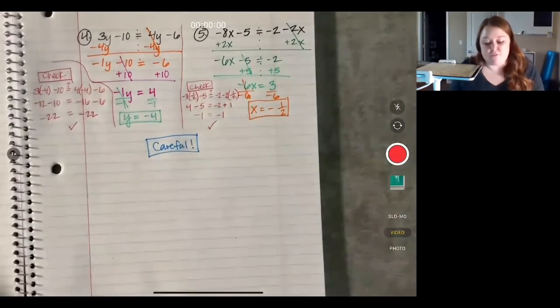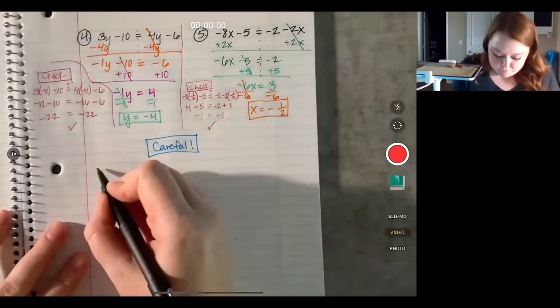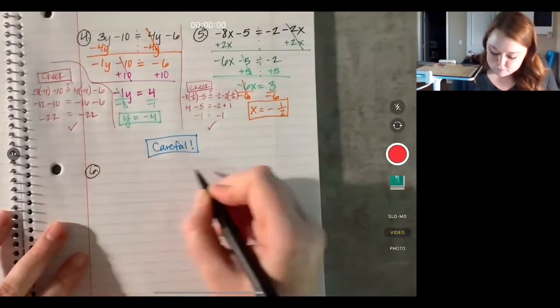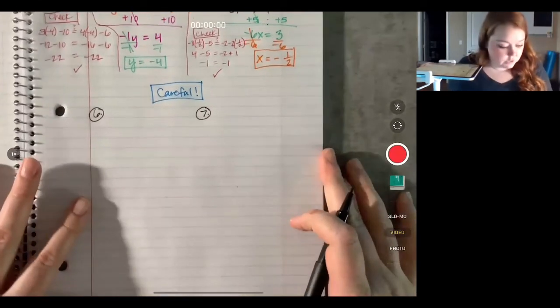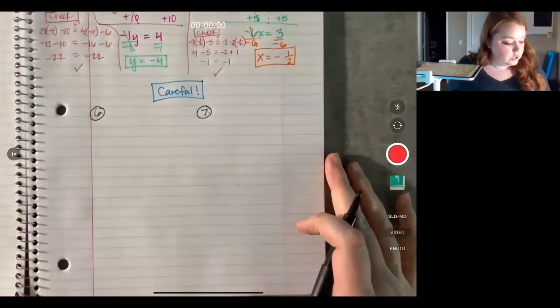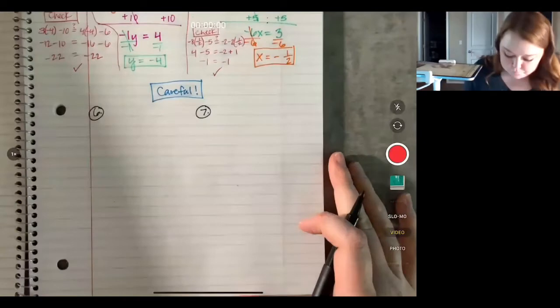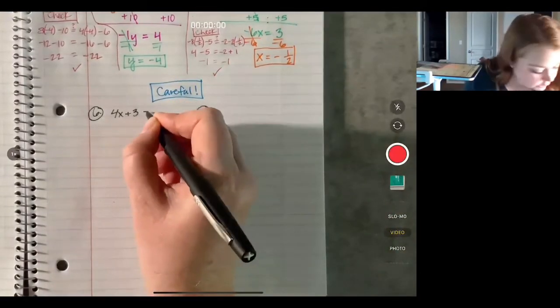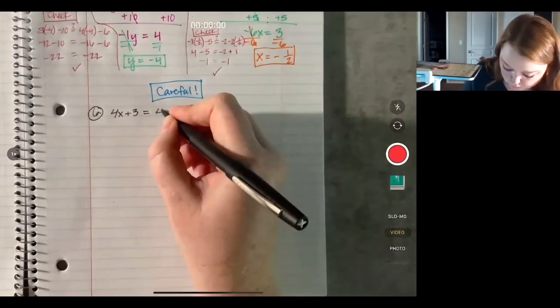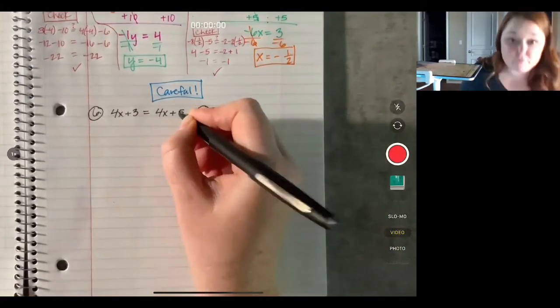The things I'm about to show you don't happen often, but they happen every once in a while. These are kind of some weird equations. Weird things are going to happen here. So here is the equation. 4x plus 3 equals 4x plus 5.